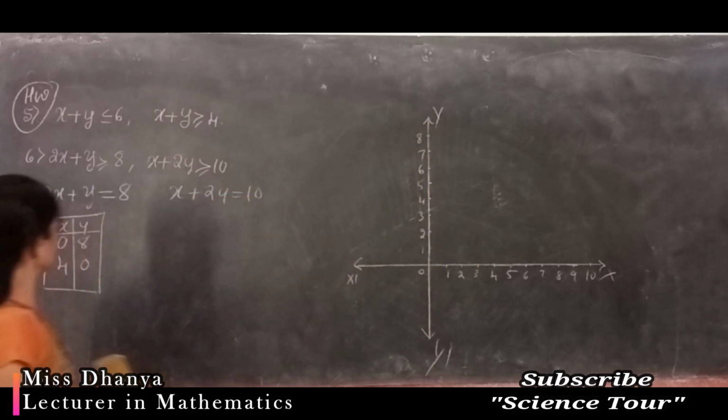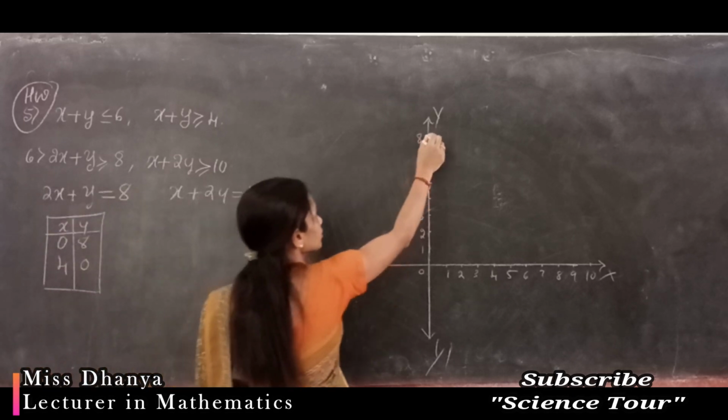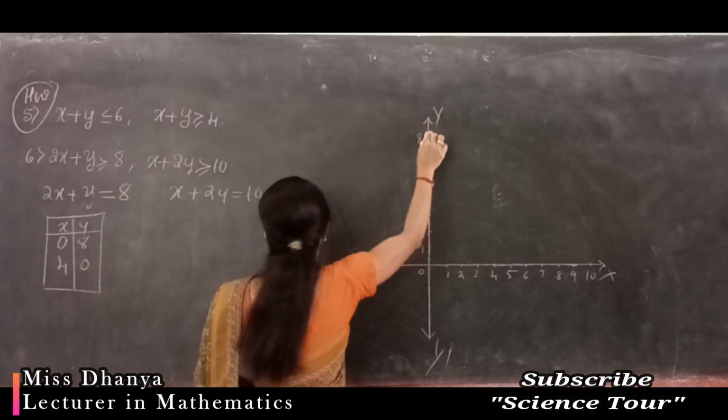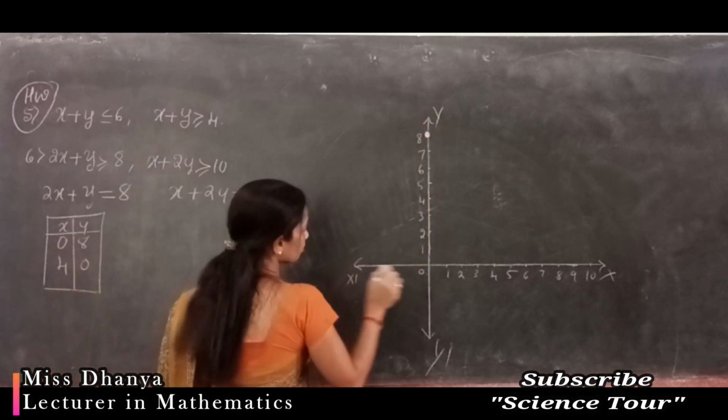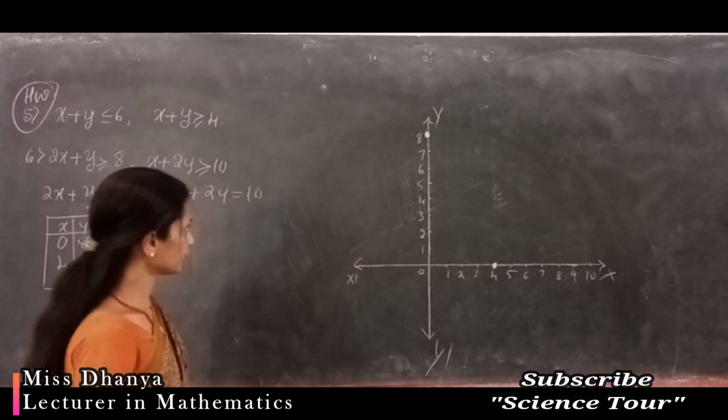First point is 0, 8, that is here. Okay, highlight that point. Second point is 4, 0, that is here. Next what you have to do, you have to join those 2 points.